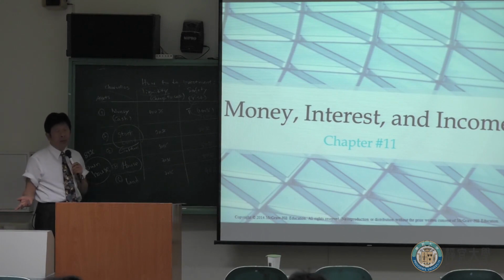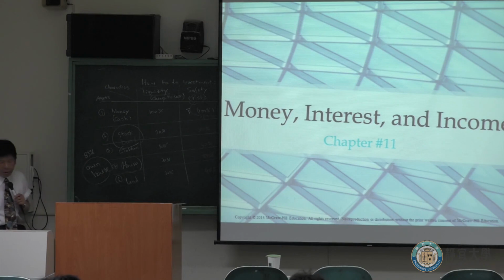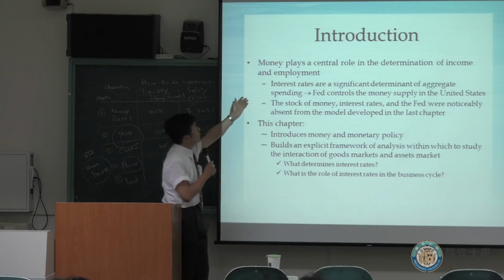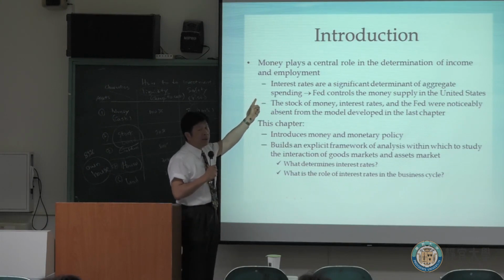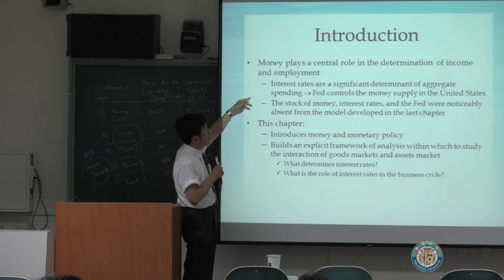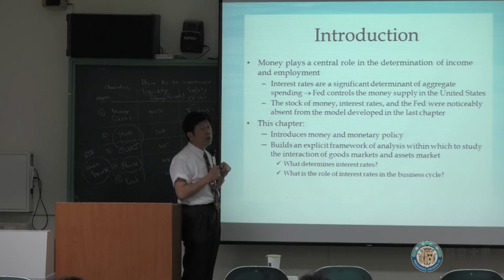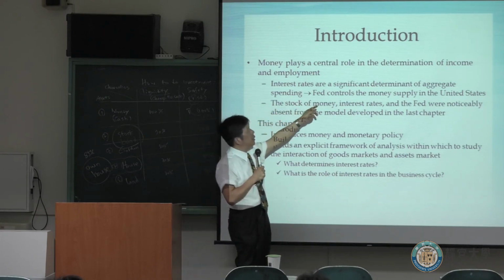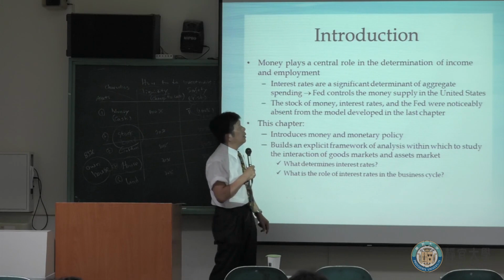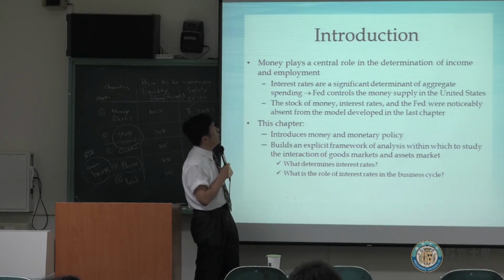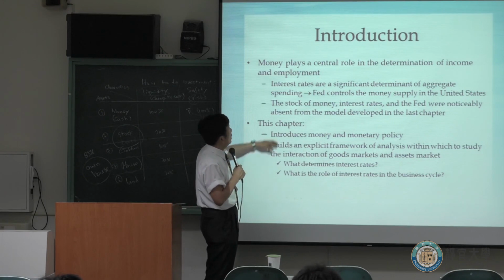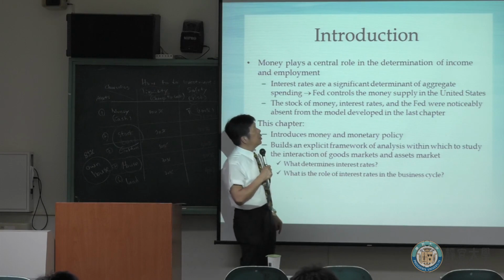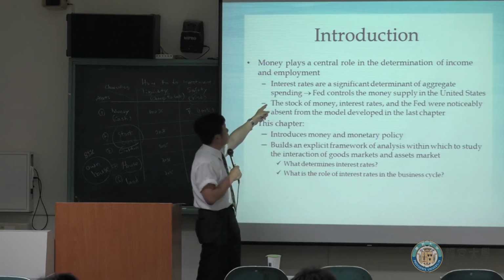Money, interest rate, and income. Okay, so here we just try to talk. This is chapter 11. I hope we can go back and see all the details. For example, money plays a central role in the determination of income and employment, and the interest rate is significant in the determination of aggregate spending.